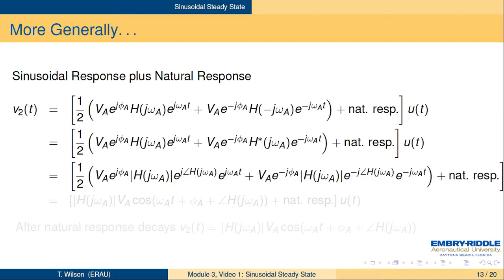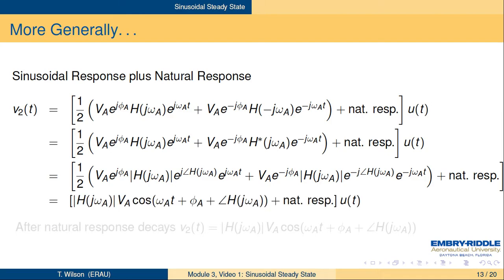Natural response still carrying on, u of t carrying on. Here, now we've written H of j omega sub a in terms of its magnitude and angle. So we get magnitude H of j omega sub a, e to the j angle H of j omega a, and then in the conjugate we get the same magnitude, H of j omega sub a, and then e to the minus j angle. It's still got the natural response, and yes, there's a u of t that just fell off the side there because the slide wasn't wide enough.